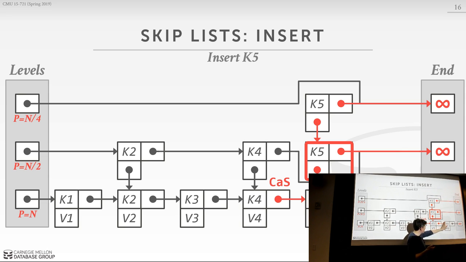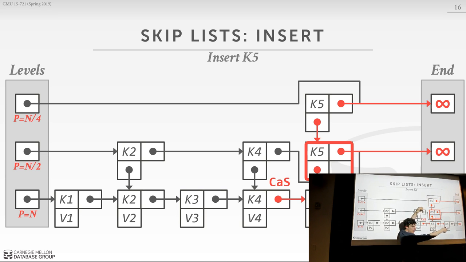So he tries to install 5.5. I succeed on this, so my guy is now linked in here. And then for whatever reason my thread gets stalled, and then he comes along and installs 5.5. But at that point, I have a handle to this thing. This is where I think I should be updating, and I know what the memory location is when I read it the first time.